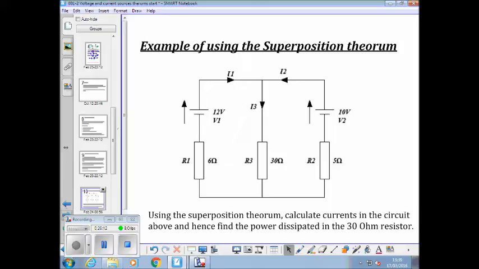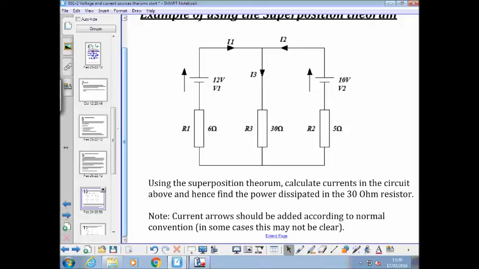Okay? Now, current arrows should be added according to normal convention. However, in some cases it may not be clear which way the current's going. So in this circuit, if we just look at that source, we would assume a current in the direction that I've put I1 there, wouldn't we? We always say that's the positive terminal and current's going to flow out of it.